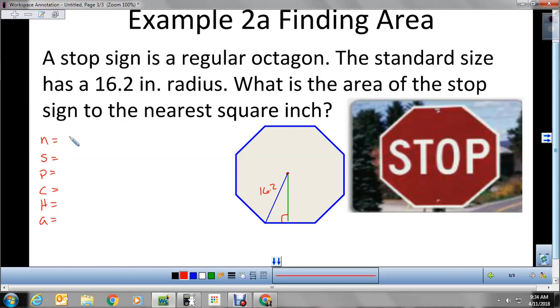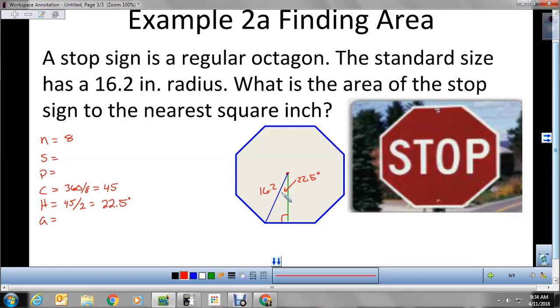Now, number of sides we know is 8. We don't have the side length, so therefore we can't find the perimeter. We don't know the apothem, so we first start off with the central angle. So 360 divided by 8, that's going to give us 45. Then we take the 45 and divide it by 2, which is going to give us 22.5. This means that our reference angle right in here is 22.5 degrees.